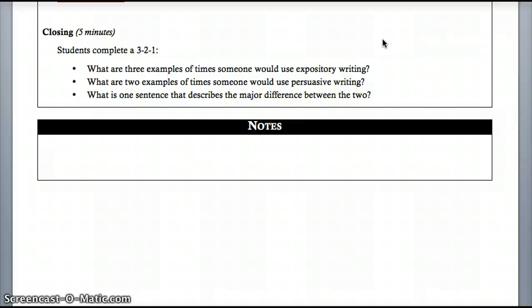So again, it's a very short lesson, very quick, and it's really just meant to make connections and reinforce some things that students may already know.